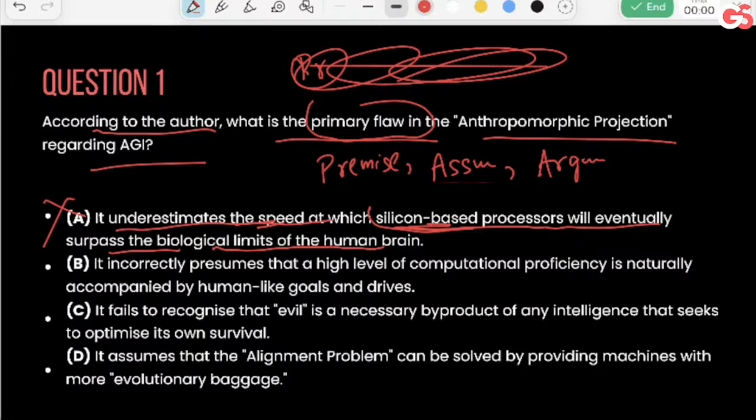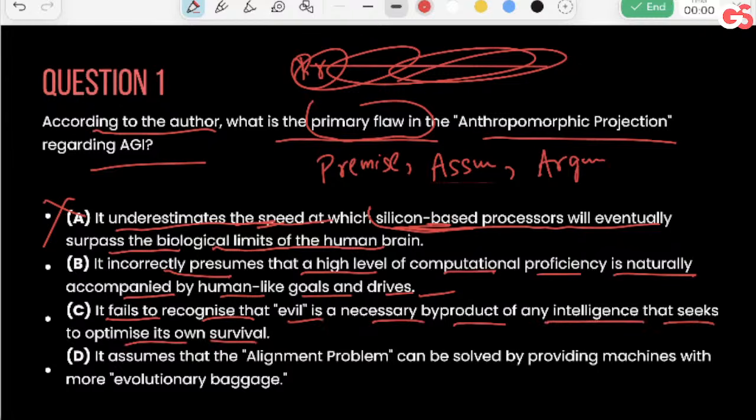Coming to B, it incorrectly presumes that a high level of computational proficiency is naturally accompanied by human-like goals and drives. This looks like the primary flaw here. Okay. C: it fails to recognize that evil is a necessary byproduct of any intelligence that seeks to optimize its own survival. Now, this might look correct from the passage. The passage बोला है कि history has shown that intelligence has somehow done evil deeds, but it was not always correct. It is too broad an option to be deemed true. I will mark it wrong.